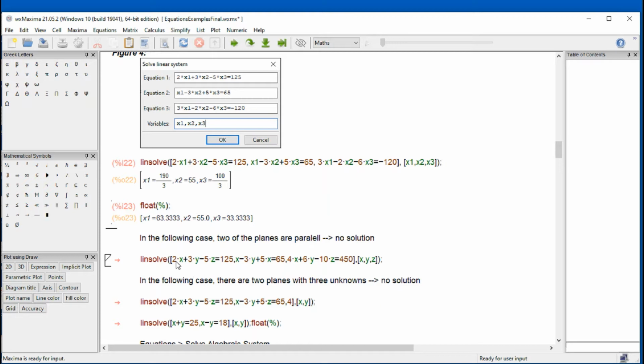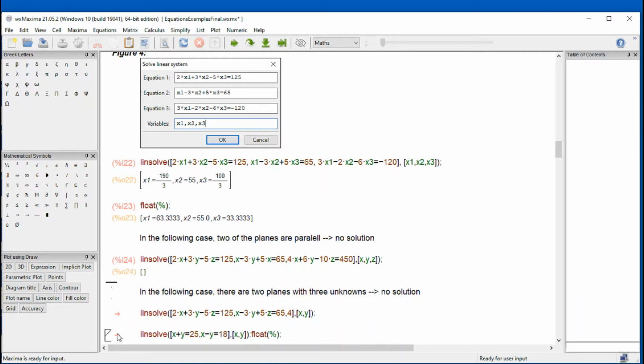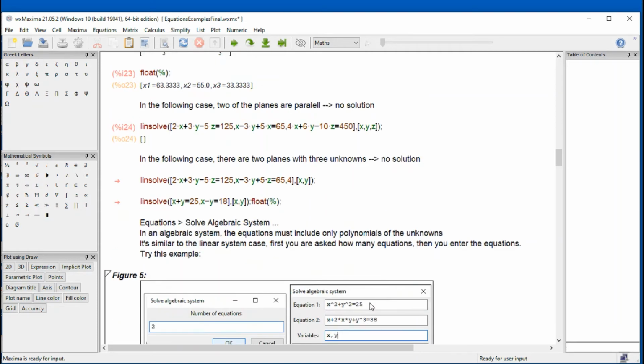In this case, I have 2 equations with the same, well, let's see, this one and this one have basically the same coefficients for x, y, and z, except that the third one is the first one multiplied by 2. So that means you have 2 parallel planes. There's no solution. In that case, when you try linsolve, it gives you an empty set. There's no solution for that case.